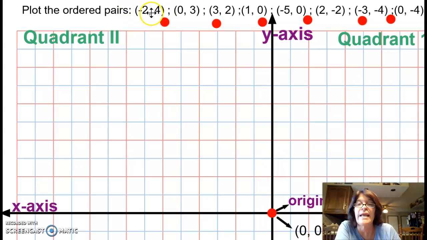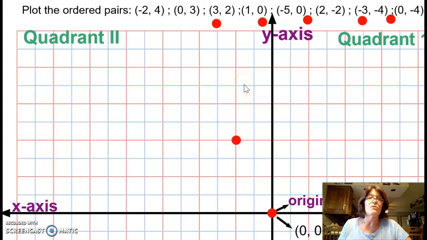So here, the point (-2, 4), I would start here at the origin, the (0, 0) spot, and I would move left in the x direction 2, and I would move up in the y direction 4. This is the point (-2, 4). x coordinate -2, y coordinate +4. Let me write that down here. The point (0, 3). Figure out where you think that would go.